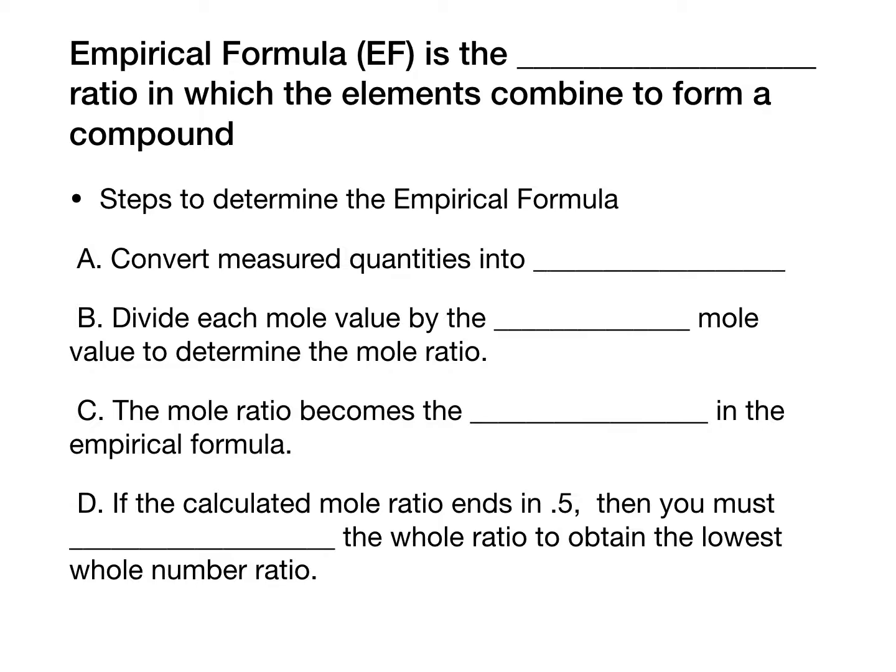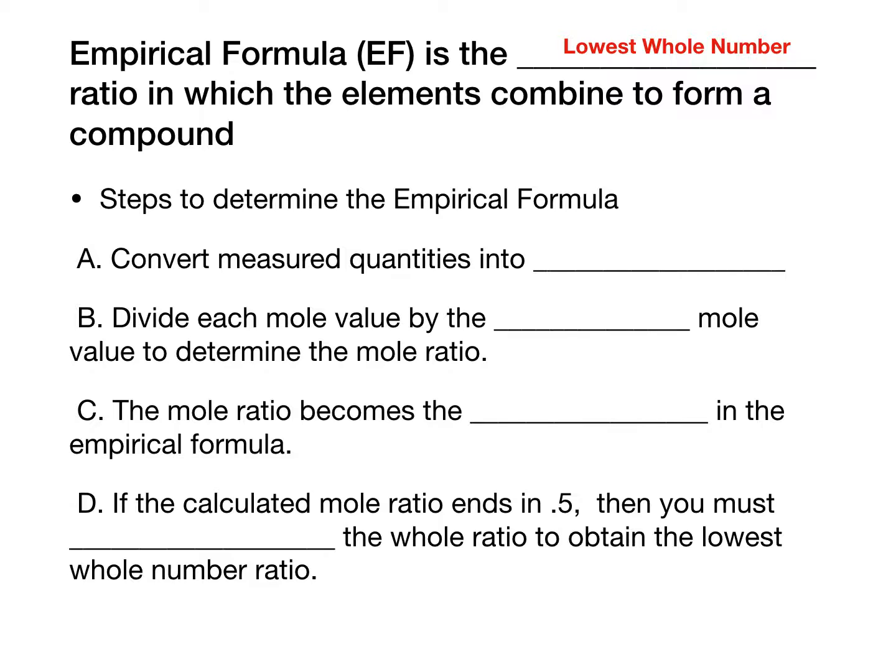Empirical formulas, note page 94. This will include defining and example 1. So earlier in the school year we defined the empirical formula, which I short form as EF in the notes, as the lowest whole number ratio in which elements combine to form a compound.